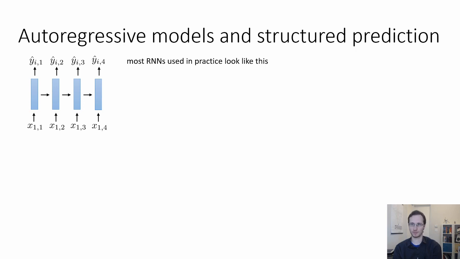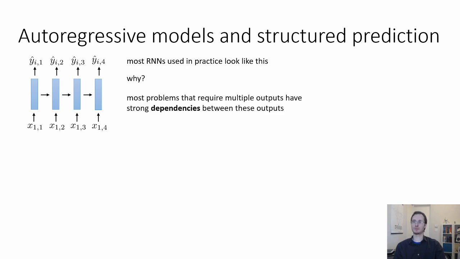and structured prediction. So I mentioned briefly at the end of the previous part that most RNNs that we actually use in practice have multiple inputs and multiple outputs. And that might seem a bit perplexing at first because many of the problems that we want to solve actually have either a single input and multiple outputs or a single output and multiple inputs. So why is it that we usually use RNNs with multiple outputs and multiple inputs?